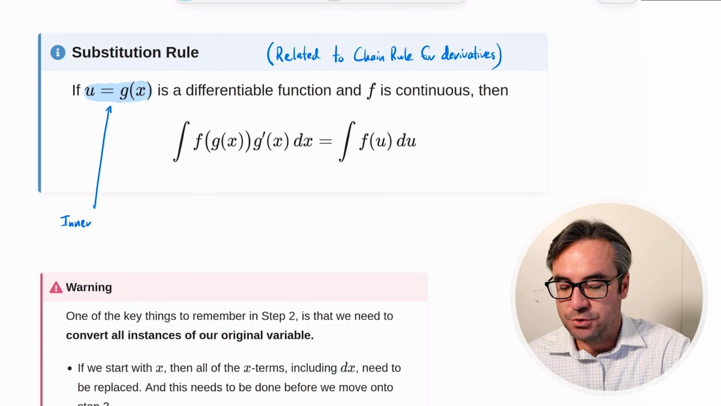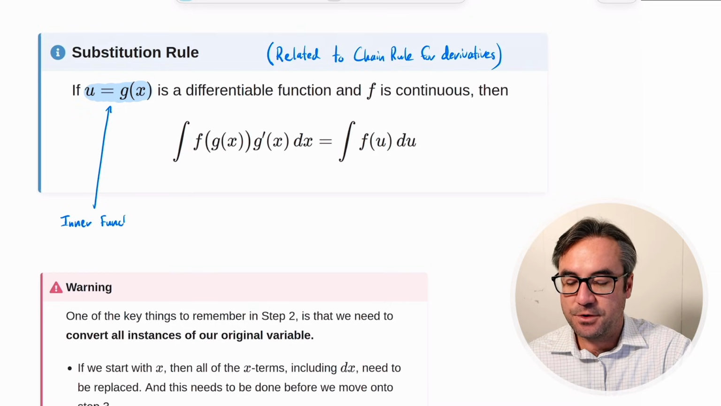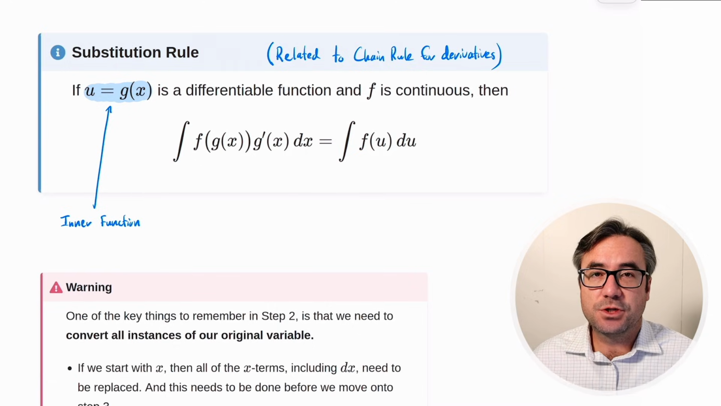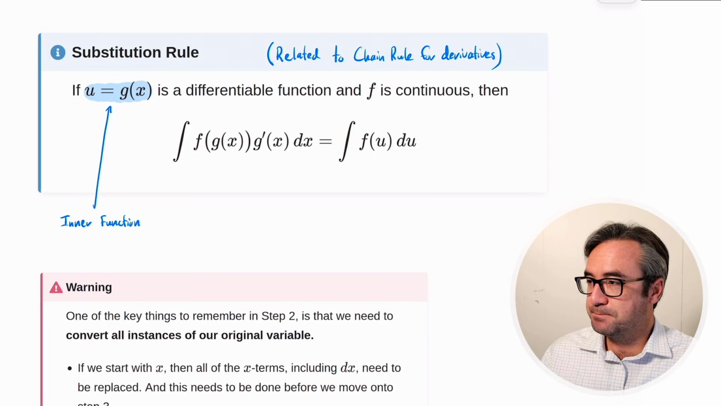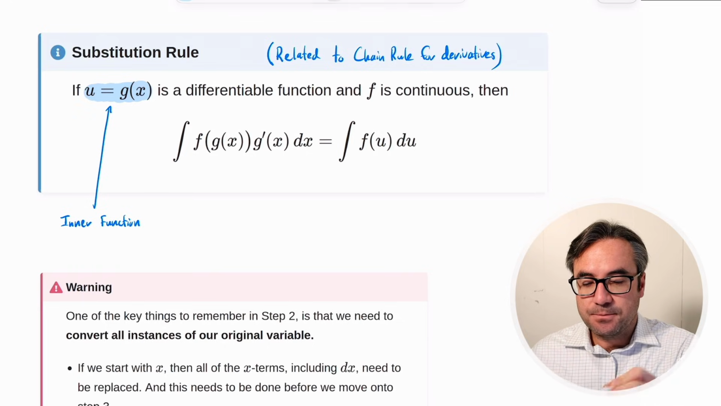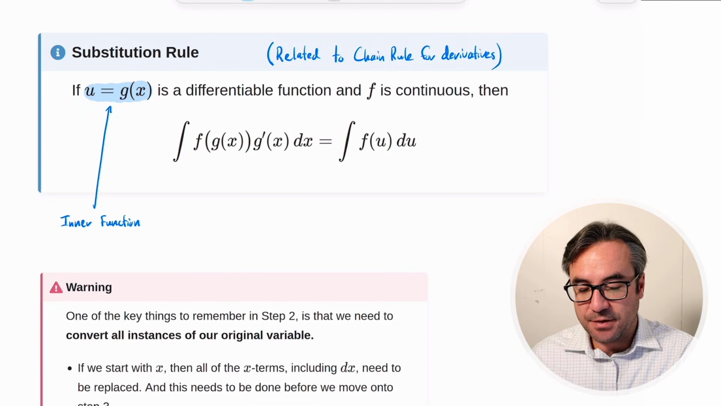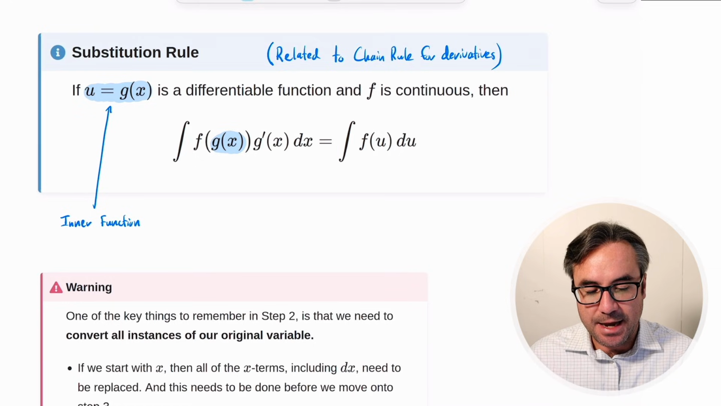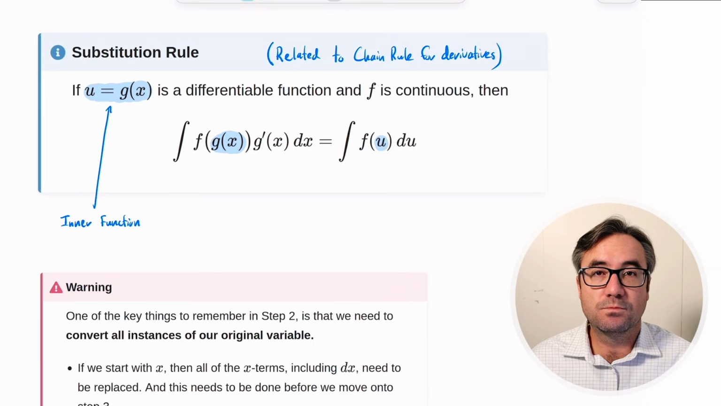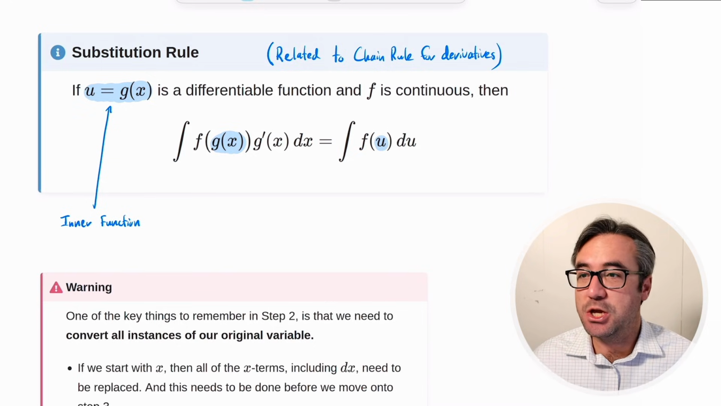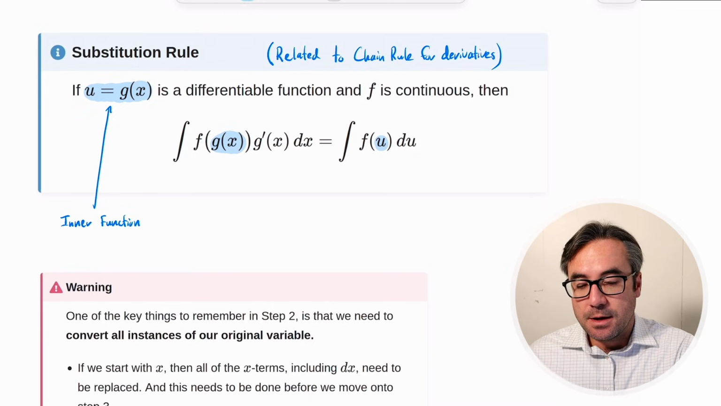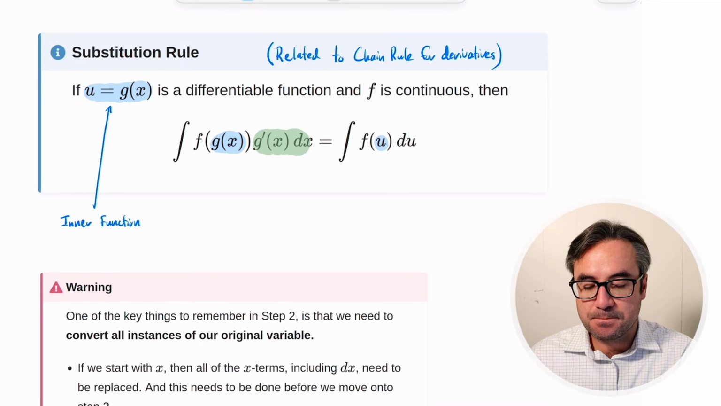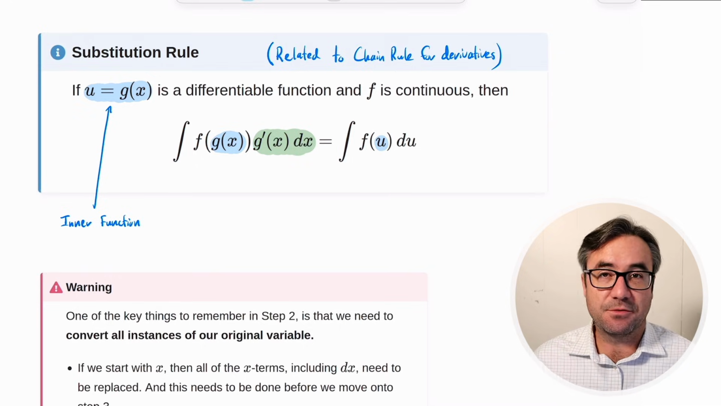So just like with chain rule, we use that inner function, outer function terminology. We're going to do the same thing here. So we're going to let our inner function, we're going to call it u. And the idea is, once we make that identification, then we'll be able to kind of swallow up this g of x and replace it with just a single variable, u. Now there's a little bit more going on, because then we have to deal with this inner derivative that we get from doing the chain rule.